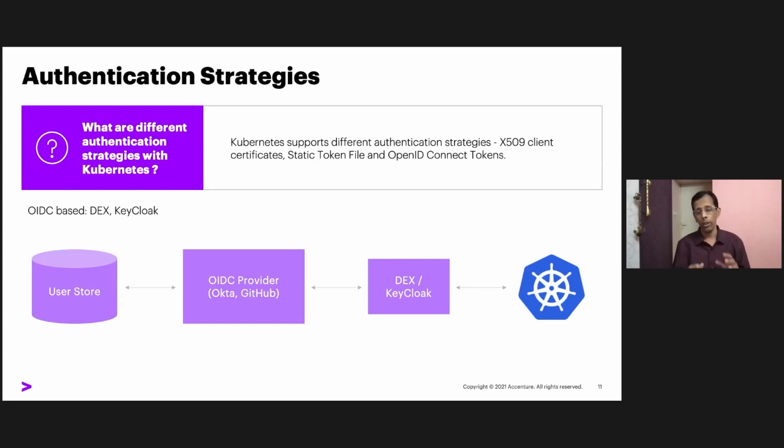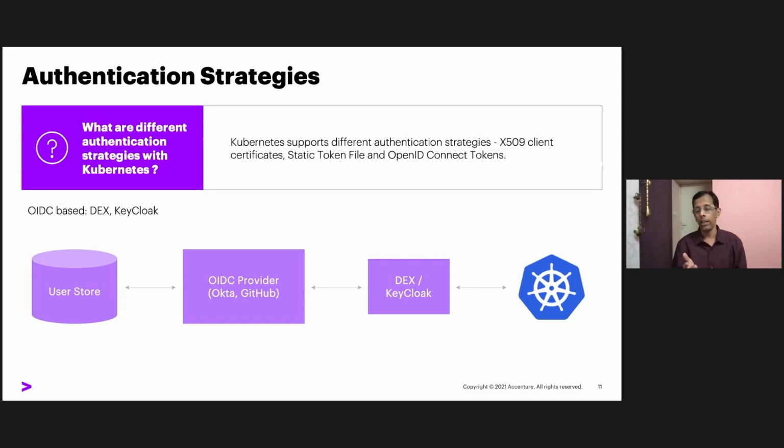So the benefit of all this is, first of all, your users are centrally stored in your OIDC provider. Nothing is on the Kubernetes cluster. And what happens is when you log into these OIDC providers like Okta, GitHub through DEX, then you get back an ID token, which is signed by DEX. And this ID token itself can be used as a bearer token to log into Kubernetes.